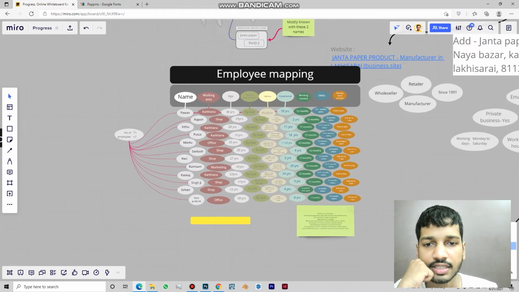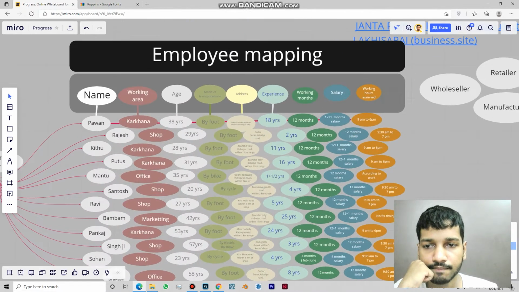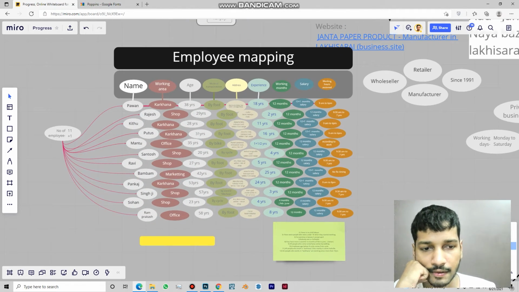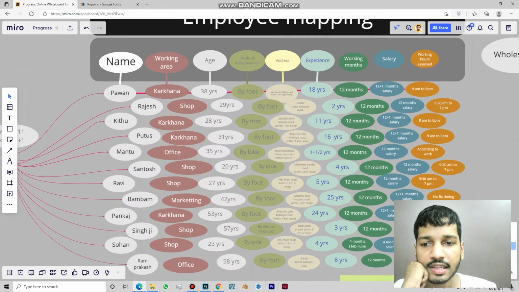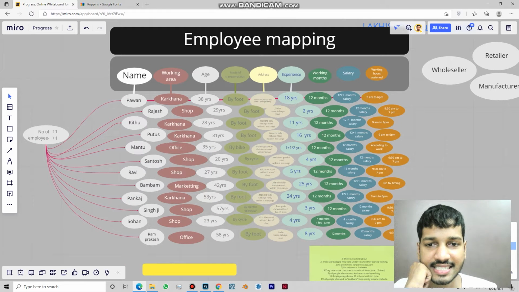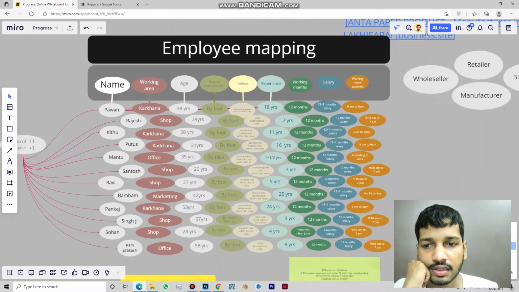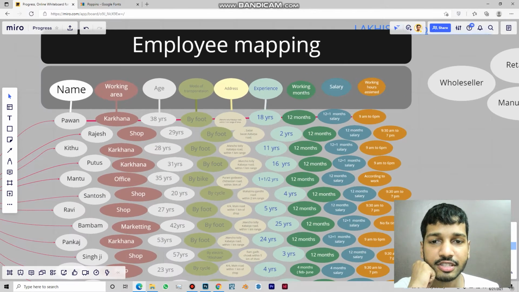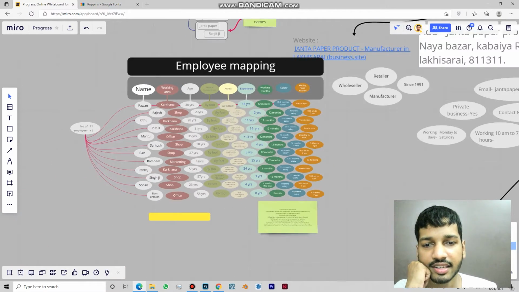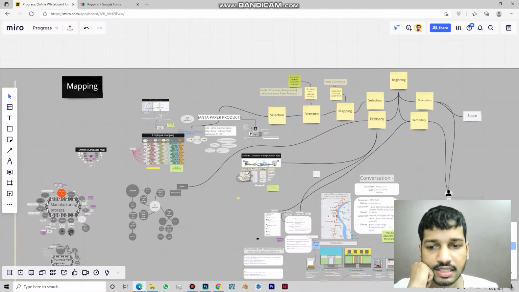This is the employee mapping of the shop. The number of employees was 11 plus 1. The name of the employee is this. Okay, so this is from left to right. This is the individual name of the employee, and this is the detail: what work they do there, age, mode of transportation, how they come, address, experience, working on, salary, and detail.